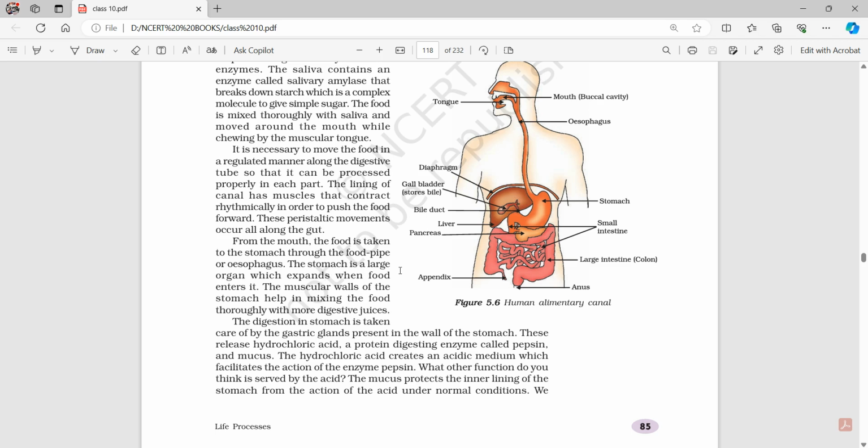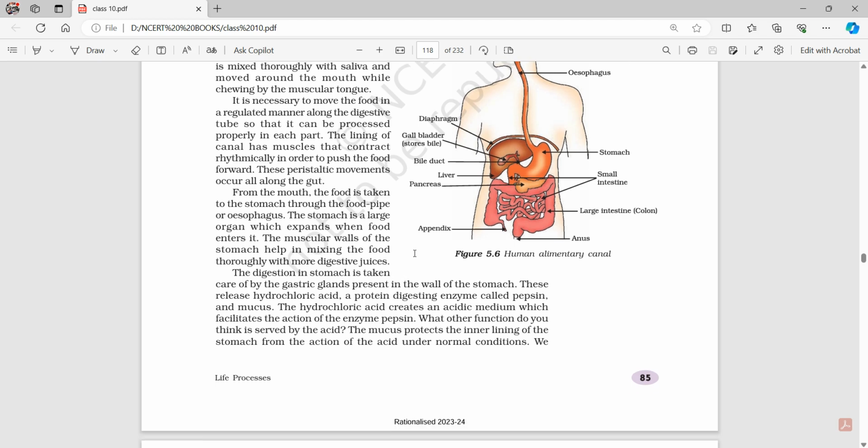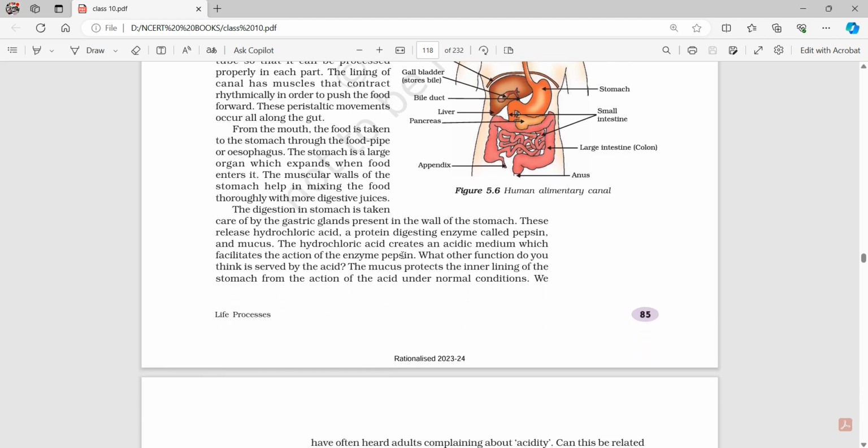The stomach is a large organ which expands when food enters it. The muscular walls of the stomach help in mixing the food thoroughly with more digestive juices. The digestion in the stomach is taken care of by gastric glands present in the wall of the stomach. These release hydrochloric acid, a protein digesting enzyme called pepsin, and mucus. The hydrochloric acid creates an acidic medium which facilitates the action of the enzyme pepsin.